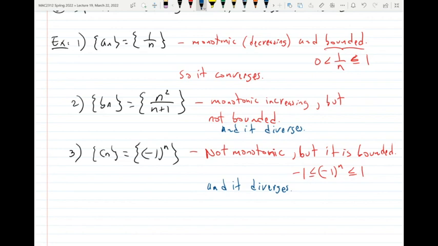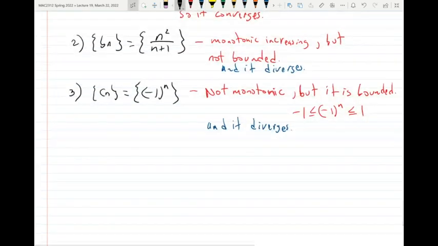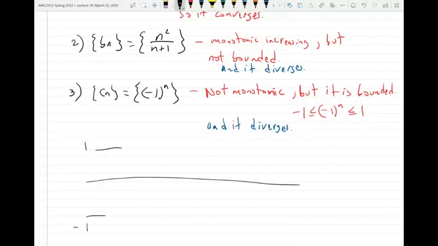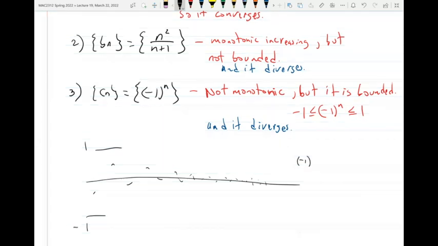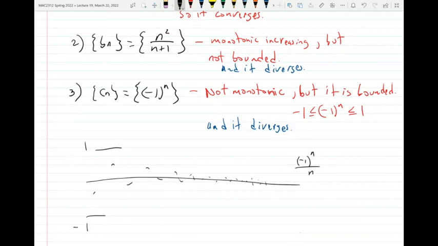You see, here is a counterexample. What if the sequence of absolute values goes to 0? So it could be bounded. Just look at this picture. Here is 1, here is -1, and then you have a sequence that does this, like (-1)^n over n. That sequence is never beyond 1 and it's never below -1.